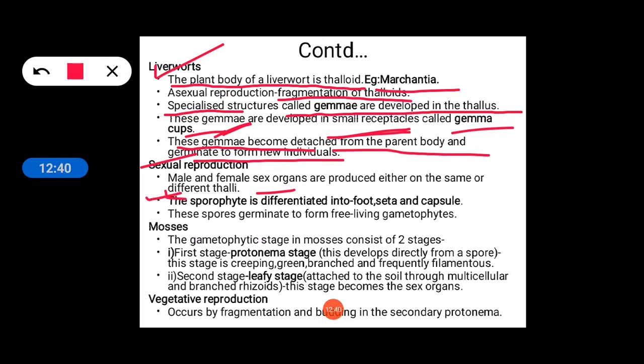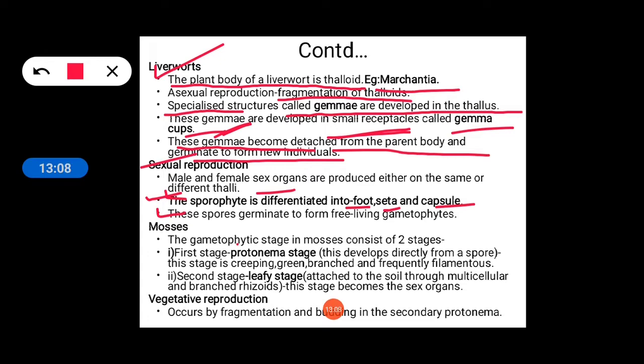We have come across a structure known as the sporophyte while studying the reproduction process, and the sporophyte in bryophytes is differentiated into foot, seta and capsule. These spores germinate to form free living gametophytes.